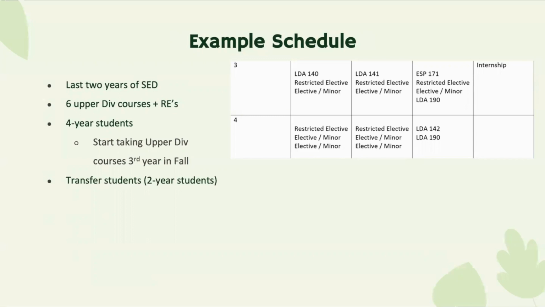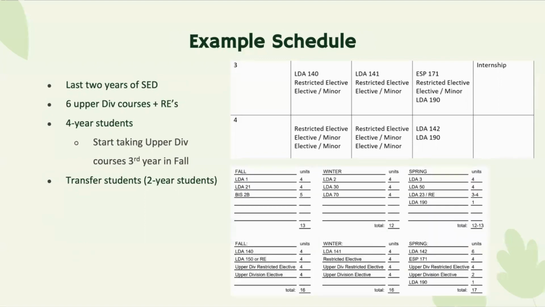In your 4th year, you will take LDA 142, which is your capstone project course, along with your 2nd LDA 190 course, and finish any restricted elective requirements that you need. It is common for 4-year students to do minors as well with SED. So, for example, this student has some minor courses to help them reach both the 180 unit requirement and the 54 upper division unit requirement needed for graduation.